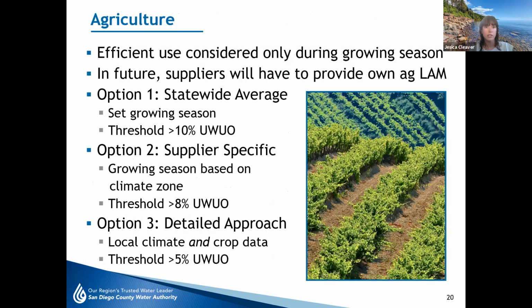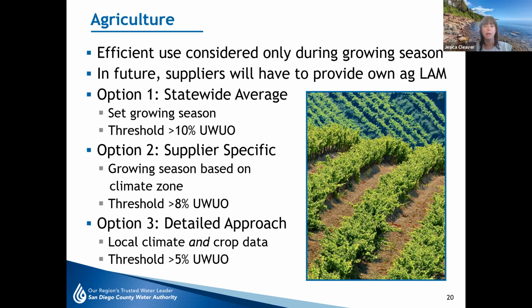For agriculture, DWR has said that the efficient use for this variance will only be considered during the growing season, meaning that water suppliers might not get that additional variance amount year round. And the three methods that the state has proposed to calculate this variance would be first using a statewide average approach. So this would use a set growing season across the entire state and regardless of crop type. And because this would have the highest margin of error and has the least level of detail involved, it has the highest threshold at 10% of an urban water use objective.